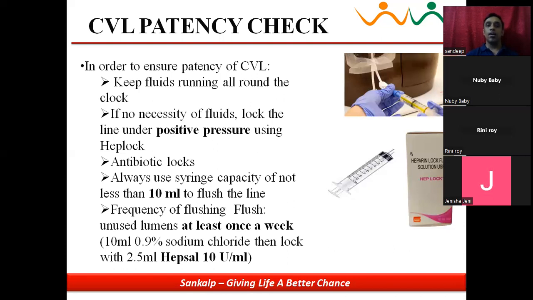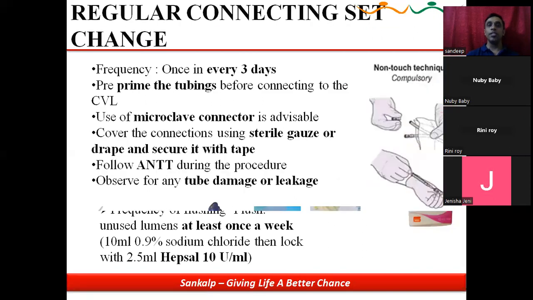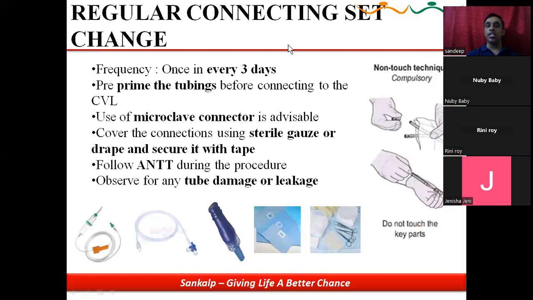And if the central line is not used at all, we can heparinize the line. We have to do this once a week, especially when we are sending the patient home or discharging the patient. For such patients, we have to change the heparin solution once a week.